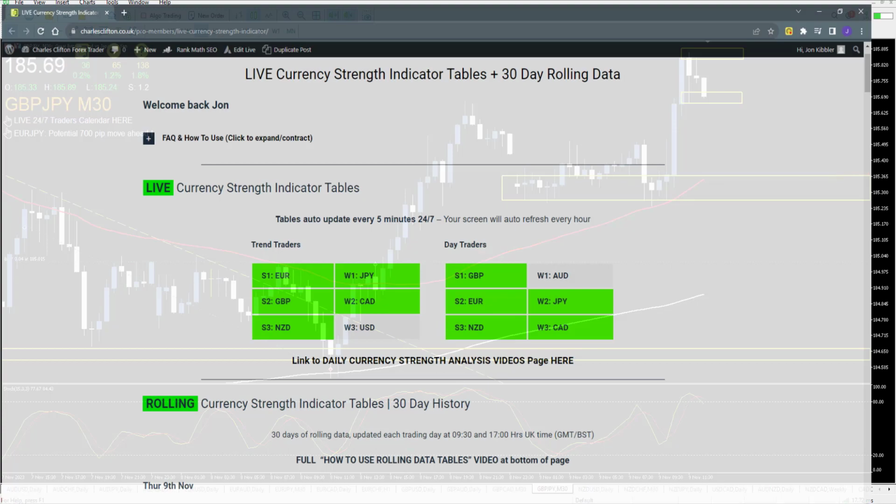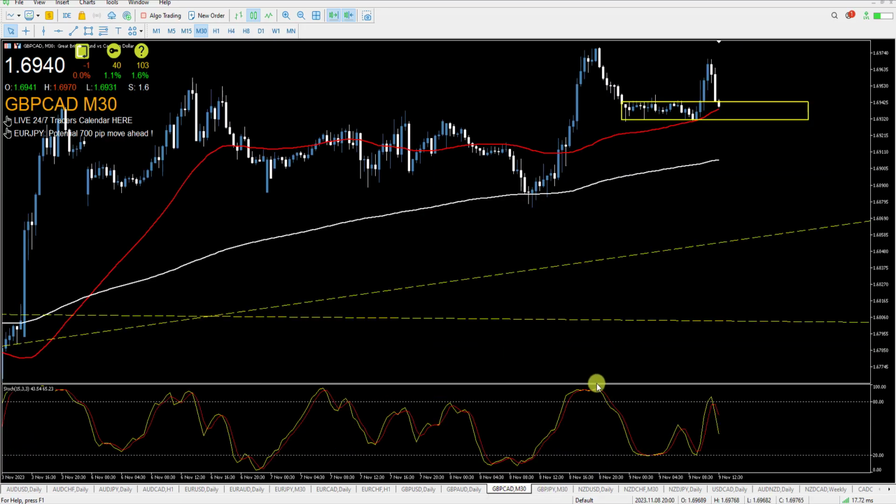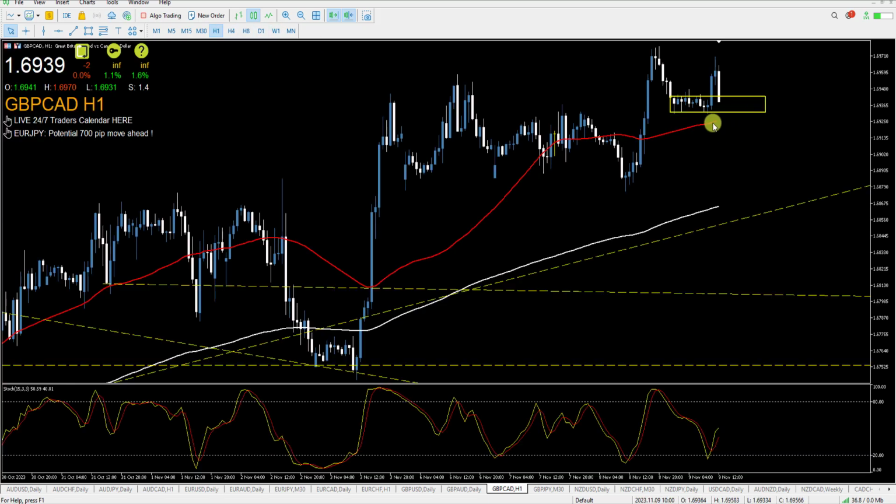Let's bring the tables back in then. So obviously pound, strong currency, yen, pound CAD could be something to look at. I was actually watching for a pound CAD long this morning. This was the alert that's actually going off right now, to be honest. Pound CAD coming back into this 30 minute 50 MA. If I look at the hourly, it's a little bit below that.